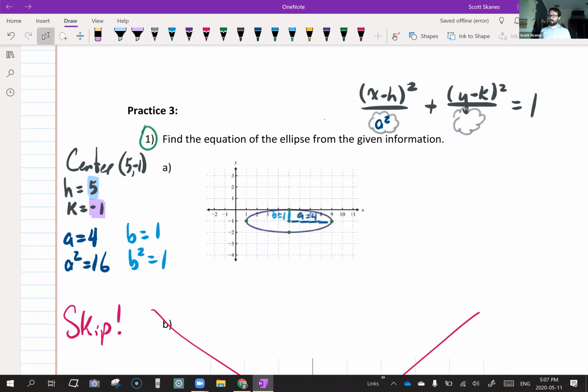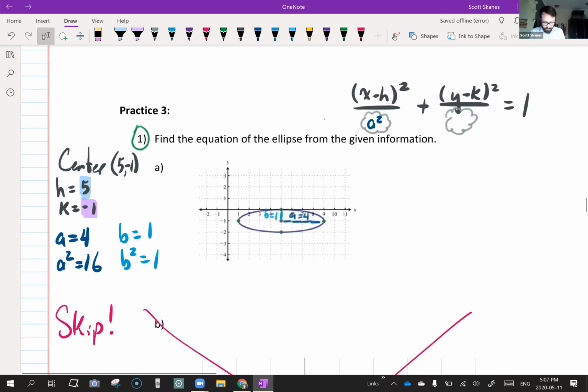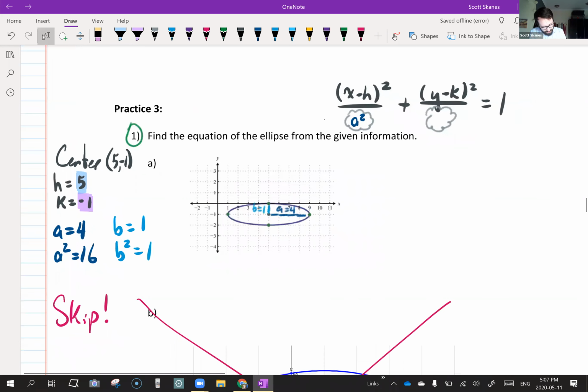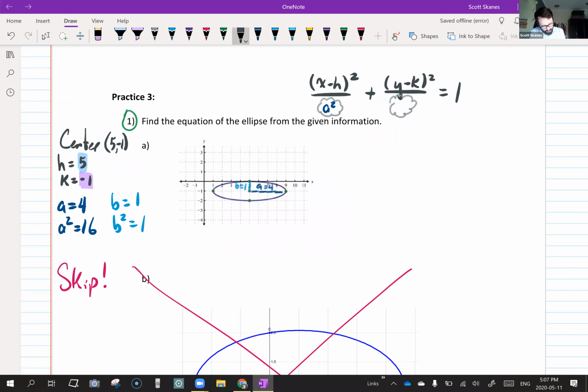So Hamza, you're saying x minus 5 all squared all over 16 plus y plus 1 all squared is the equation. You're right, sir. Maybe you're back on a hot streak. So let's write the equation. X minus the h, so x minus 5. Square that. A squared we know is 16. I'll write it in blue if you need to. Plus y minus k. That's y minus minus 1, so plus 1. That's why it changes sign.